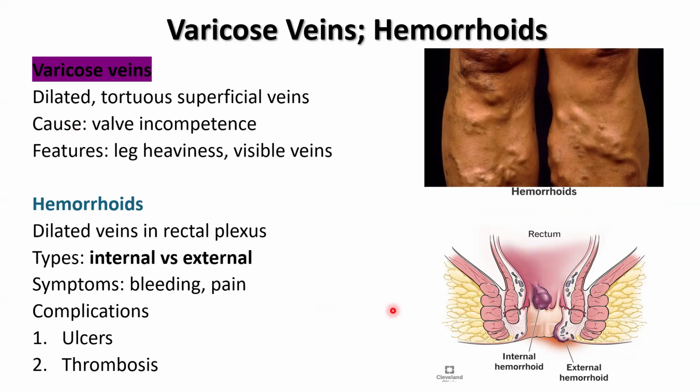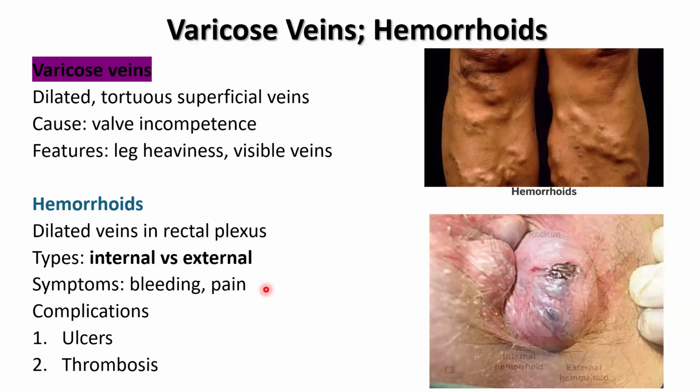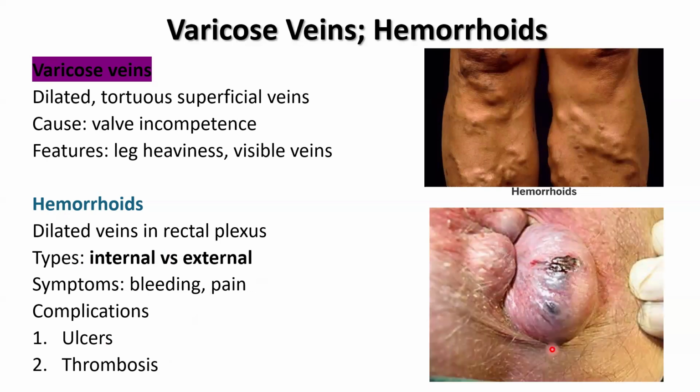So you can have two types of hemorrhoids. You can have internal hemorrhoids, as you can see here, and external hemorrhoids that can appear on the outer region. So you have internal versus external hemorrhoids. Symptoms: bleeding, pain, and the complications are that you can have ulcers and thrombosis. A good example is an external one that you can see. It's an external hemorrhoid. Example one, you can see there, these are the external hemorrhoids.